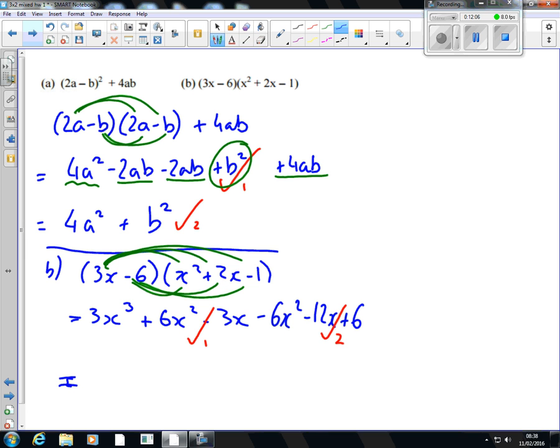So we're fine again, equals 3x cubed, no more x cubes going on there. I've got a 6x squared, but later on I'm taking away a 6x squared, so that disappears. Minus 3x minus another 12x will be negative 15x, and then the plus 6 is the only constant value. So that's your third mark there.